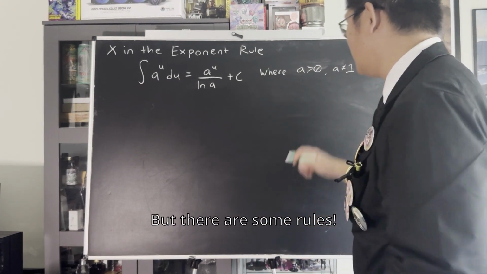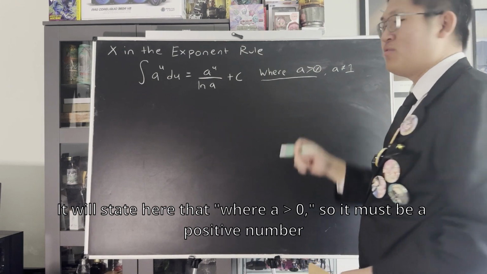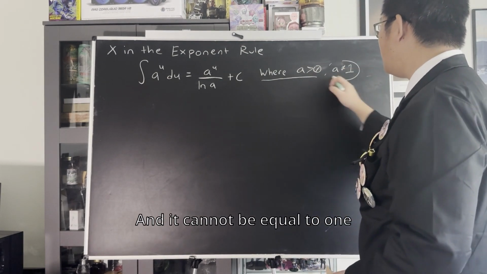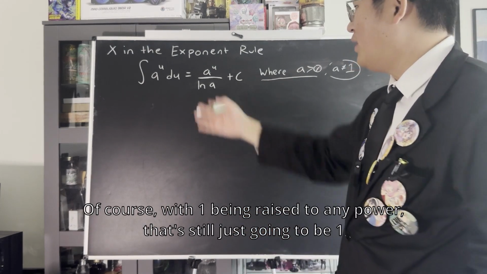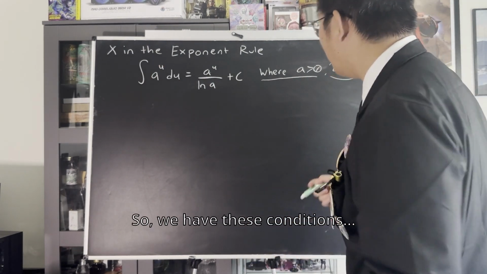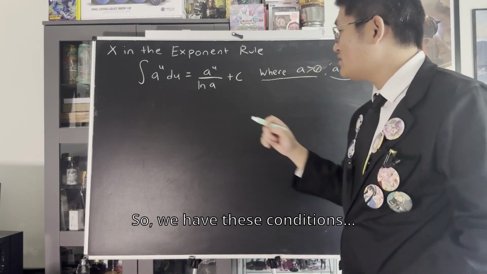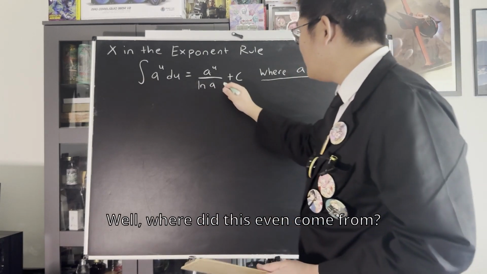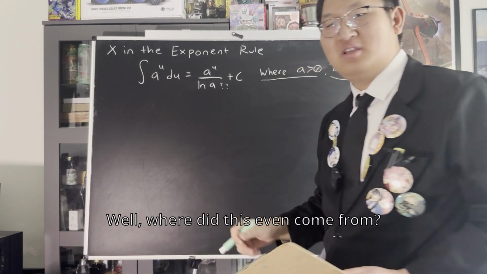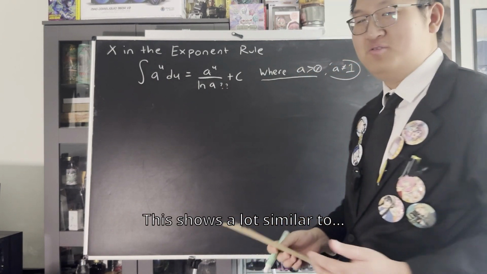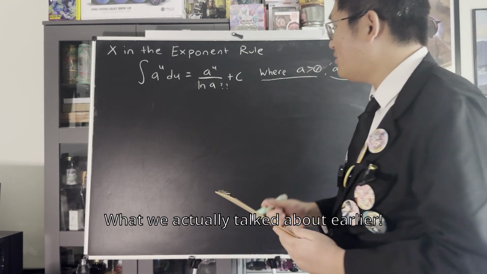But there are some rules. It will state here that a is greater than 0, so it must be a positive number, and it cannot be equal to 1. Of course, with 1 being raised to any power, that's still just going to be 1. So we have these conditions and this function to deal with. Well, where did this even come from? Glad that you asked. This is a lot similar to what we actually talked about earlier.